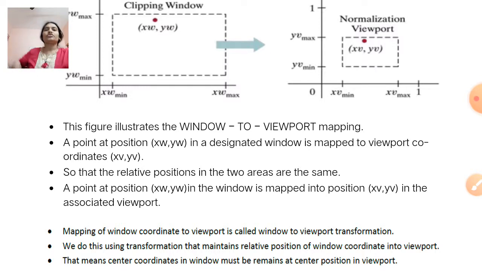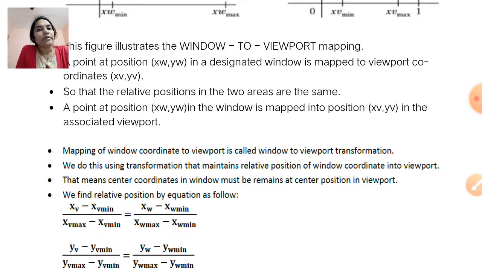A point at position XW, YW in the window is mapped into position XV, YV in the associated viewport. Mapping of window coordinate to viewport is called window to viewport transformation. When window coordinates are mapped to viewport coordinates, this process is called window to viewport transformation.